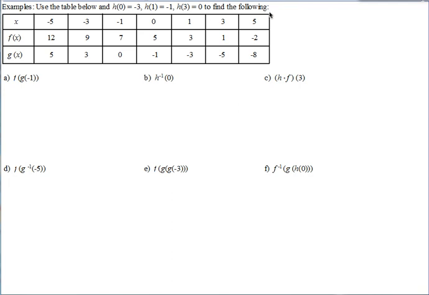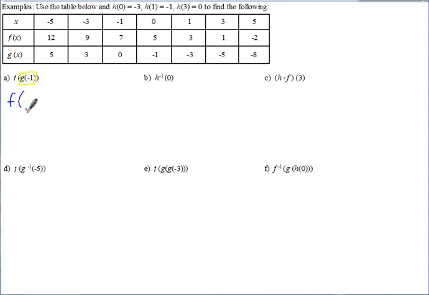Define the following. So we're given the x values on the first row, and at those x values, we're given the y values for each function. So f of x, 12, 9, 7, and so on, and then for g of x, 5, 3, 0, and so on. And they correspond to the x values up here. So let's find f of g of negative 1. So we got to start on the inside again. And first, figure out what g of negative 1 is.